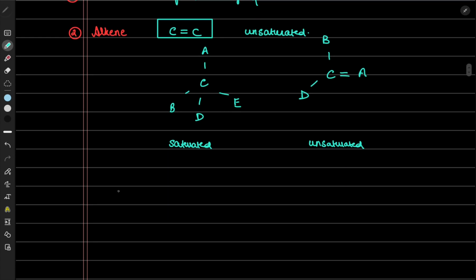So let's take an example of an alkene. So carbon bonded with another carbon, and the rest are hydrogens. This is a compound known as ethene, right? This is one of the examples of alkenes, of course. Let's move forward now.